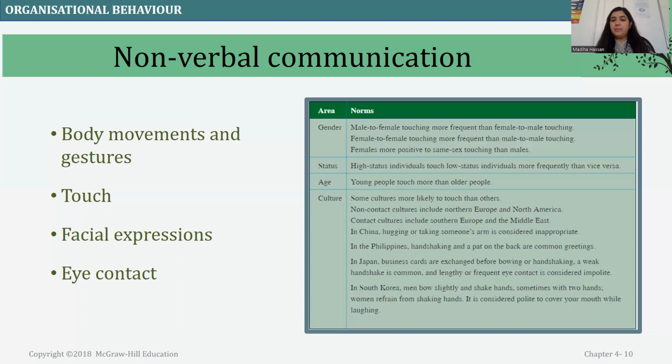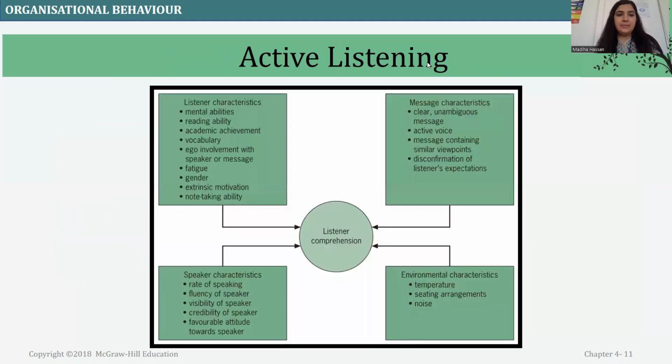In Japan, business cards are exchanged before bowing. A weak handshake is common, and a lengthy or frequent handshake is considered impolite. In South Korea, men bow slightly and shake hands, sometimes with two hands. Women refrain from shaking hands. So you need to be careful about these things.